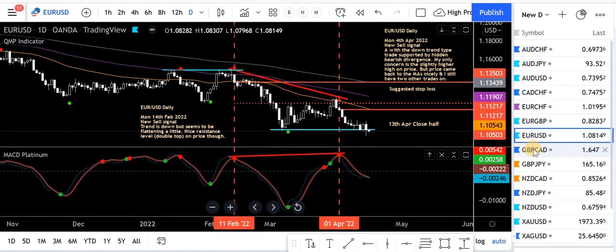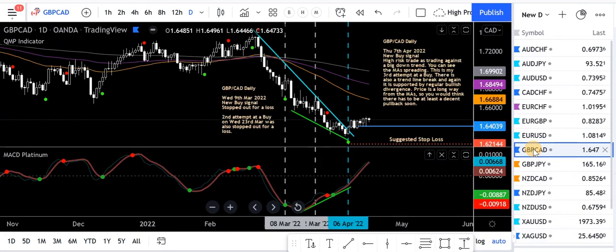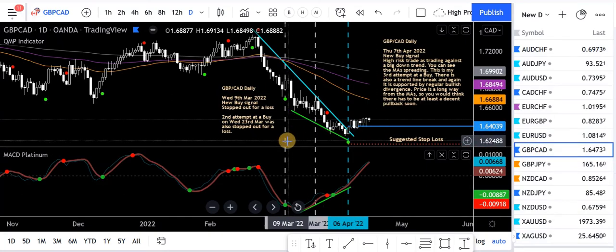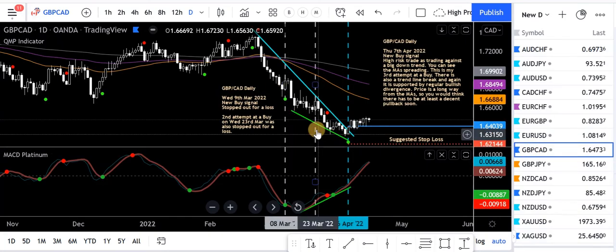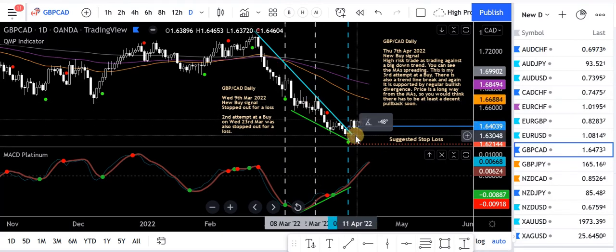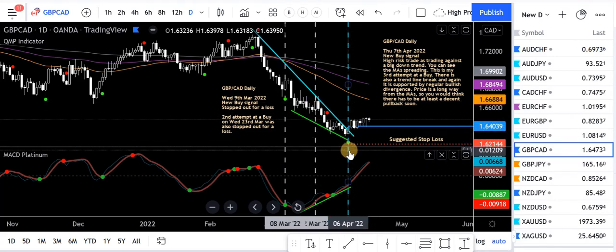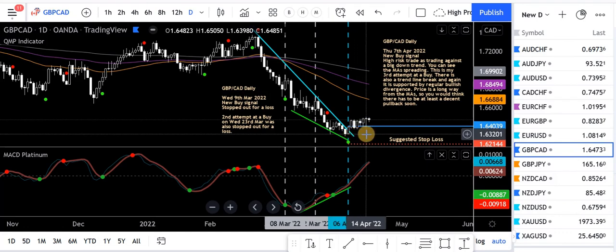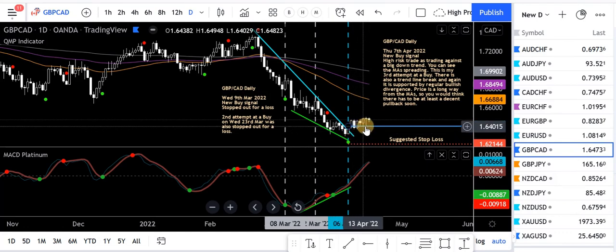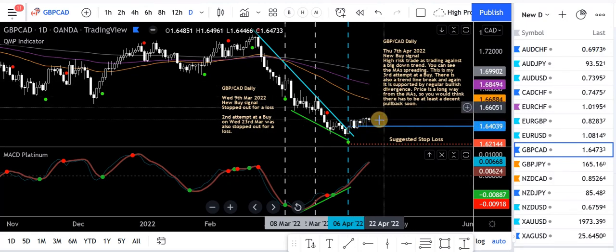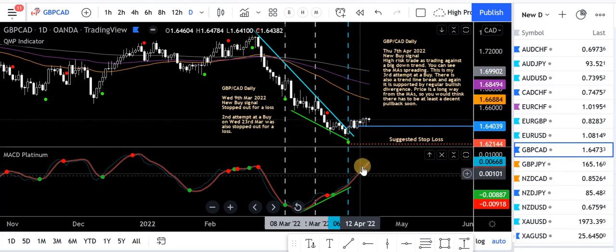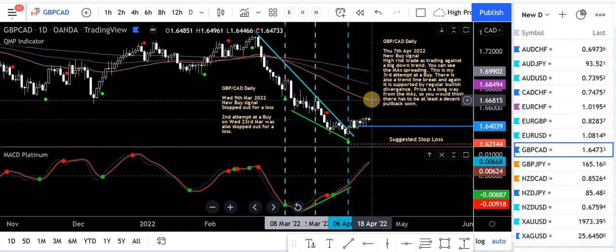All good. Euro USD. GBP CAD caused me a bit of grief. I've had one go at a buy there, another go at a buy there on a trendline break. The trend line's obviously been readjusted, and we've got another buy signal here and going nowhere fast. This is over a week of just sideways rubbish, really. So we're in a buy, going nowhere, stops down here. MACD's already through the zero level. I want to just see it get up towards the MAs, give it a bit of move.